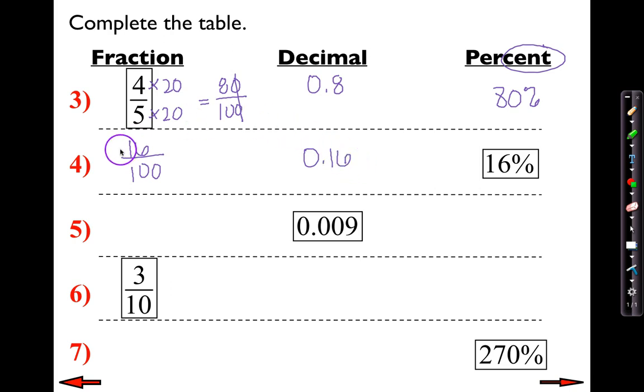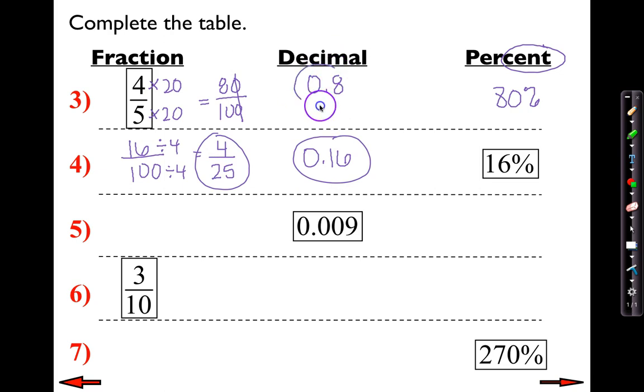Okay, now moving back to this, I'm going to go ahead and reduce it because I notice it can be reduced by a 4, which is going to leave me with 4 over 25. So here are my answers. Let me circle the previous ones as well. Okay, so now moving on to number 5.